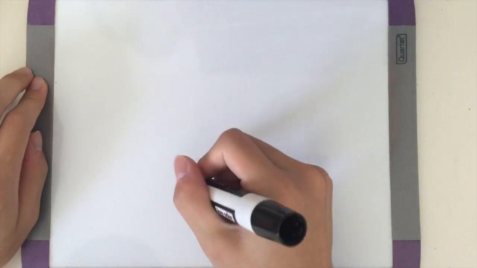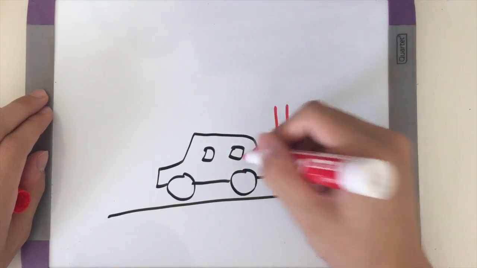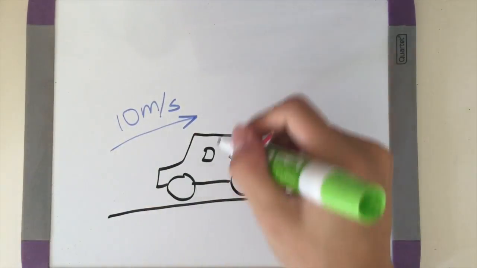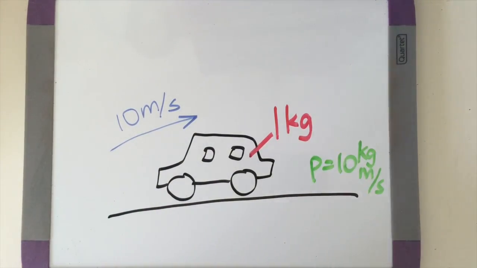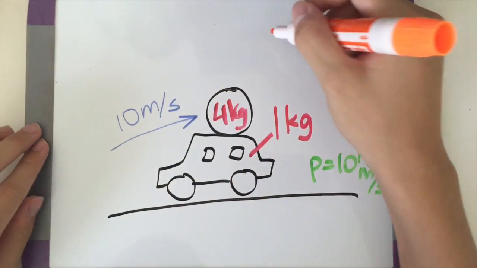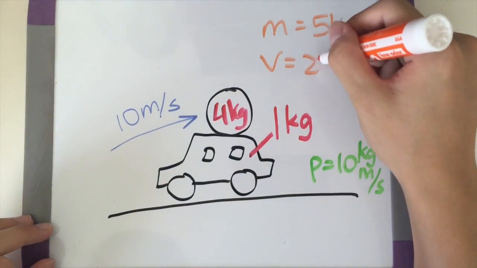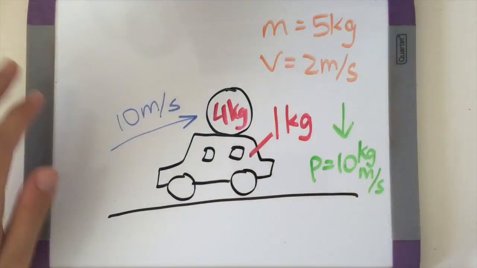The cool thing about momentum is that it can be conserved. For example, say a 1 kilogram toy car is moving at 10 meters per second on a frictionless floor. Its p is 10 kilograms meters per second. When you add a 4 kilogram object onto the car, its mass becomes 5 kilograms. Therefore, after adding the object, its velocity will become 2 meters per second because p is the same before and after the addition of the object.